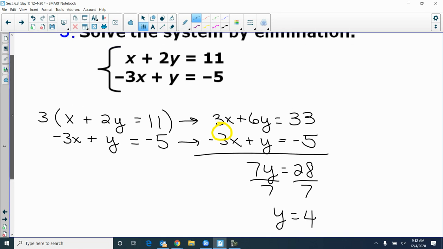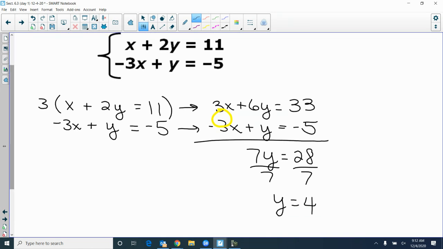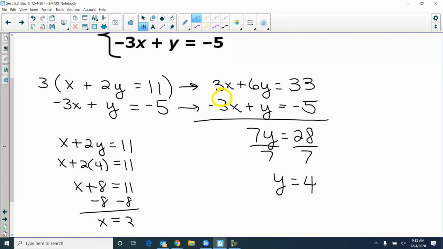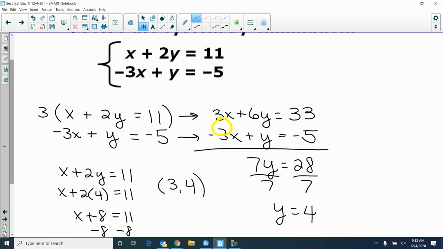Okay, we've got to figure out x. Like I said, sometimes one equation is a little bit nicer than the other. I would probably pick the first one here because it doesn't have that many minus signs, but it really shouldn't matter. 2 times 4 equals 11. So x plus 8 equals 11. Subtract 8, x equals 3. So I get the point 3, 4. All right, I can live with that. Always get your ordered pair.